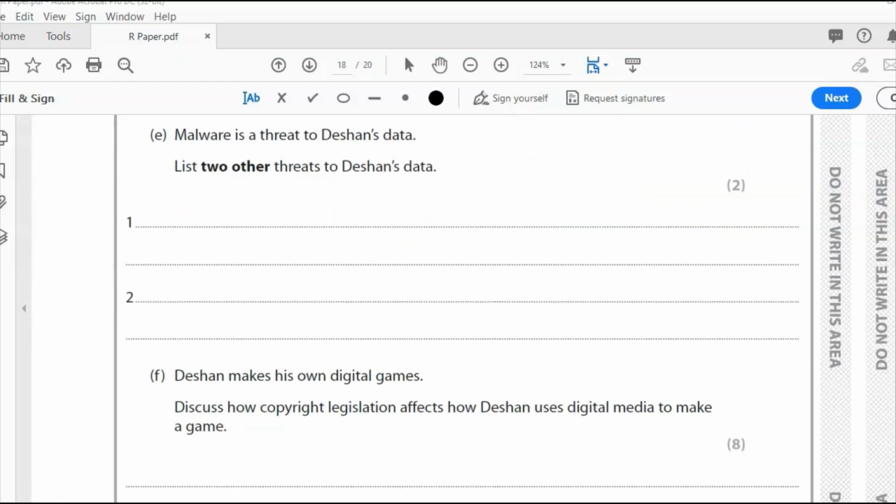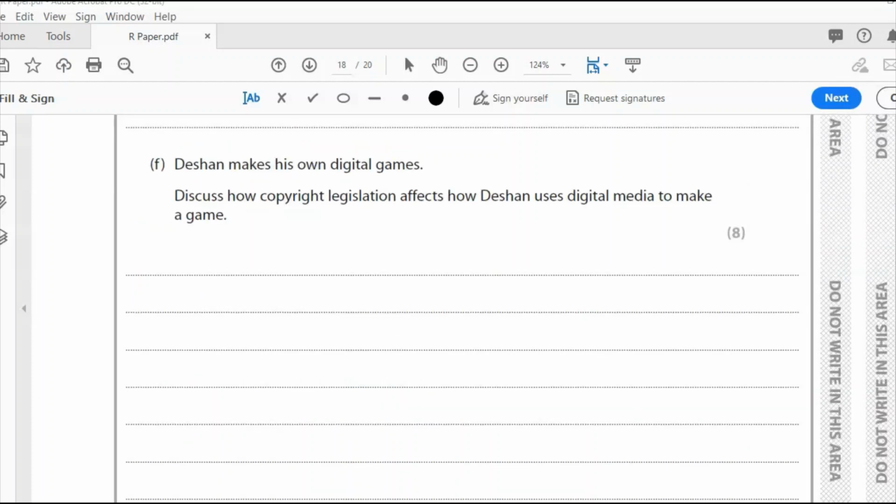E. Malware is a threat to Deschamps' data. There's 2 other threats to Deschamps' data. So 2 main threats are phishing and pharming. F. Deschamps makes his own digital games. Discuss how copyright legislation affects how Deschamps uses digital media to make a game.